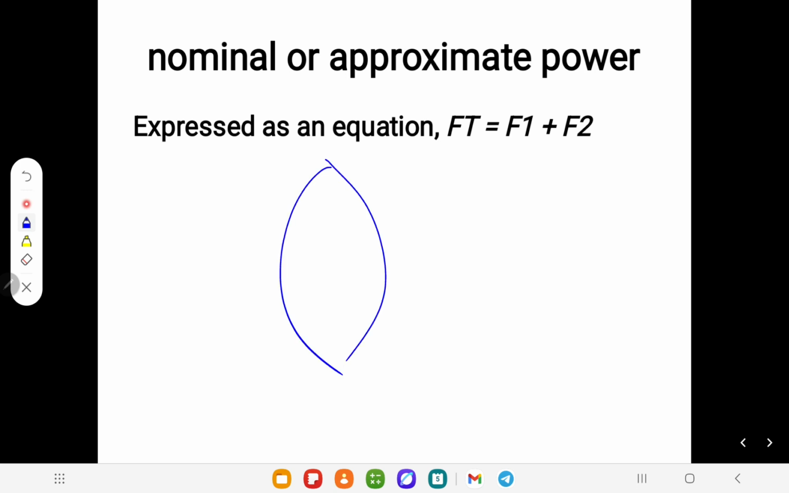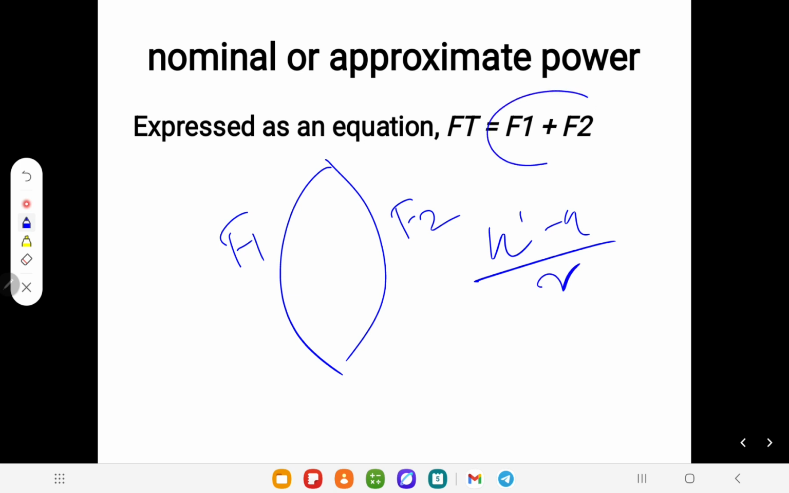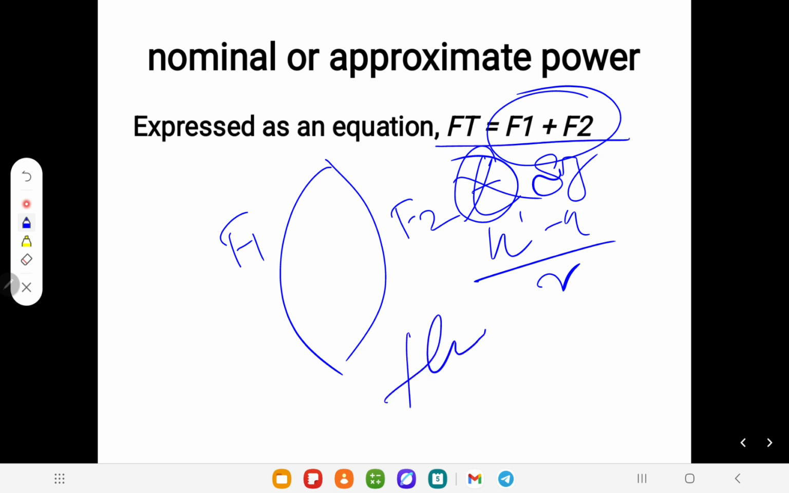There are two surfaces of the lens. F1 is the front surface lens power, F2 is the back surface lens power, and how we derive it: S1 is n divided by r. Then we simply add them together because we don't consider thickness as significant. So thickness is not significant in this case, and we use this formula for thin lenses.